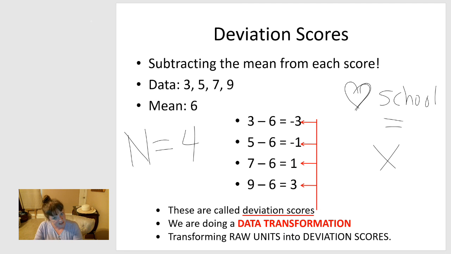Now, if I want to know how spread out people are, how different they are from the average, I'm going to need to subtract the average from everybody's score. So the first thing I'm going to have to do is calculate the average, right? So let's do that.